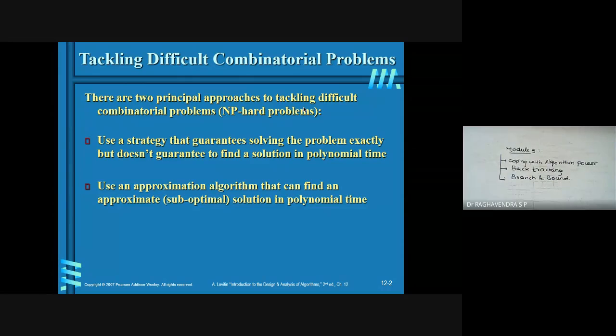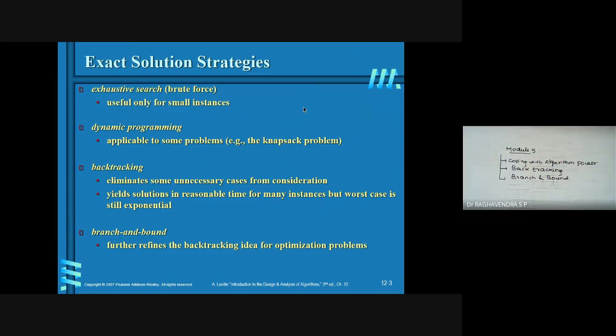Of course, there are many different types of problems we have to encounter, particularly combinatorial problems like NP-hard problems. Along with that, approximation problems can also be solved using strategies for coping with algorithm power. Among the different problem solving techniques, like exhaustive search, we have already made some discussions.